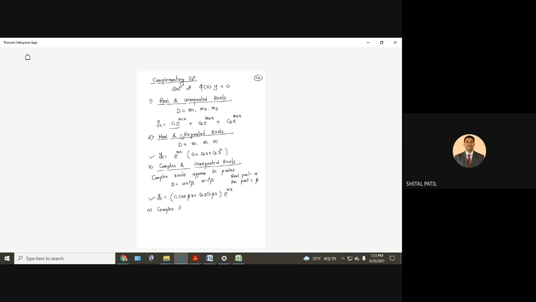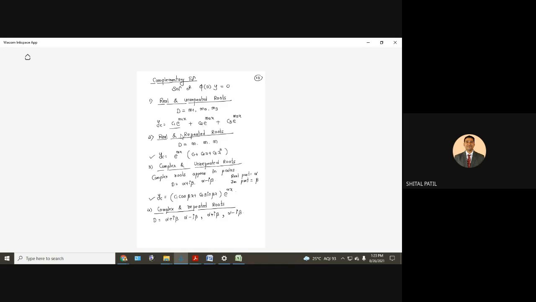Complex and repeated roots. Okay, so say the roots are alpha plus i beta, alpha minus i beta. So at this moment they are distinct, they are different. Okay, so say again alpha plus i beta is there. So now the complex root is repeated, but by default, once alpha plus i beta is one root, alpha minus i beta will be the second root. So complex roots will be like this.